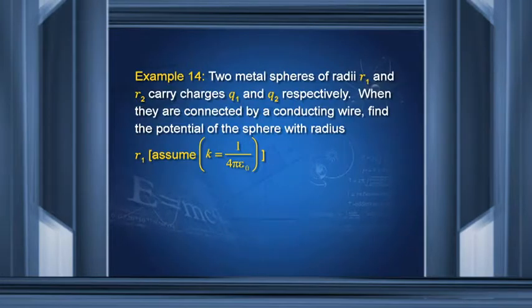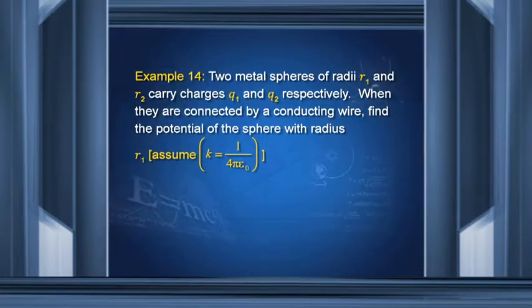In this case, we have two metal spheres of radii r1 and r2. They carry charges q1 and q2 respectively. When they are connected by a conducting wire, find the potential of the sphere with radius r1. We denote k by 1 by 4 pi epsilon 0. So, we have two spheres, metal spheres, and then we connect them. When we connect them, what will happen? The charge will flow from one to the other till the potentials are equal.